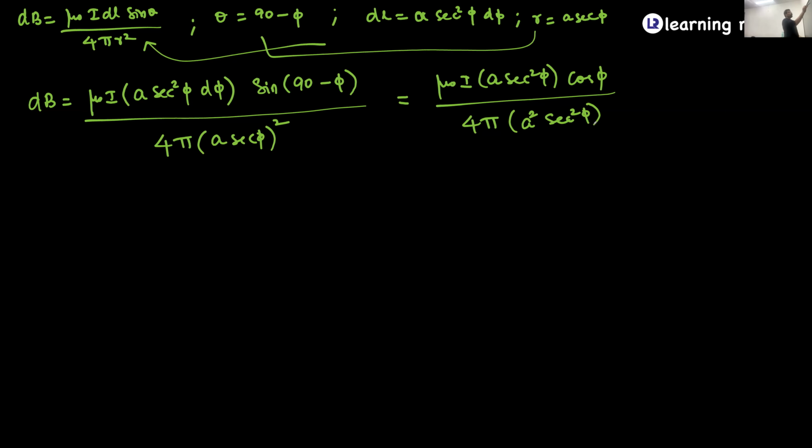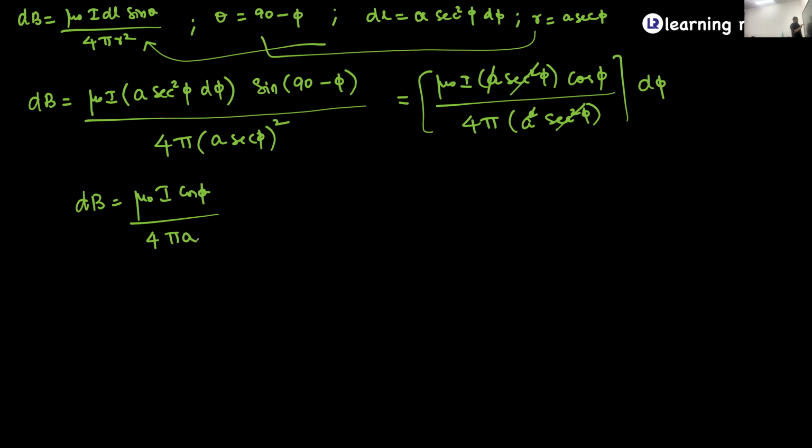The whole thing is multiplied with d phi. I brought this d phi outside because this is going to be a function and I'm integrating with respect to the variable phi. So secant square phi is gone. A will cancel this once. So you will have dB is equal to mu naught I into cos phi divided by 4 pi a times d phi. If you observe, there is only one variable and you can integrate with respect to that one variable.